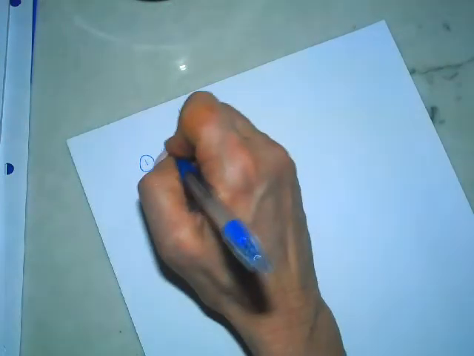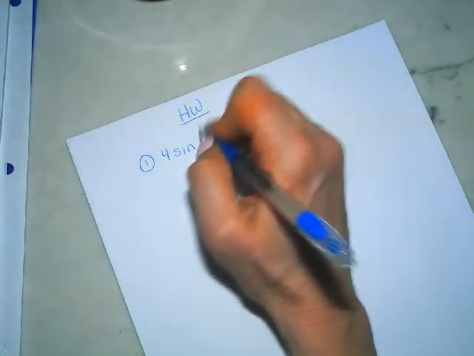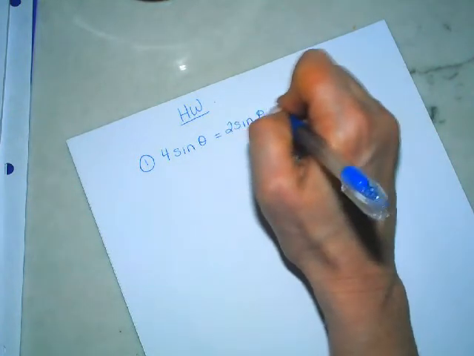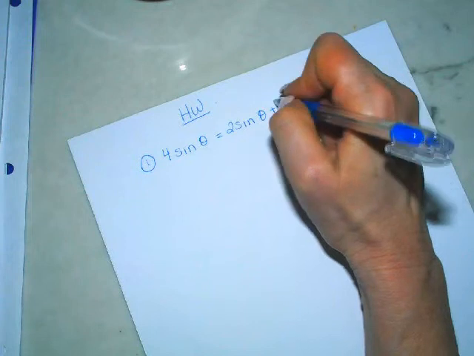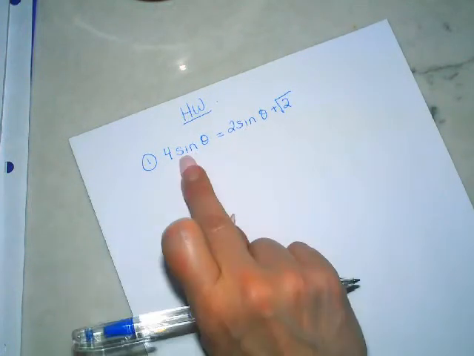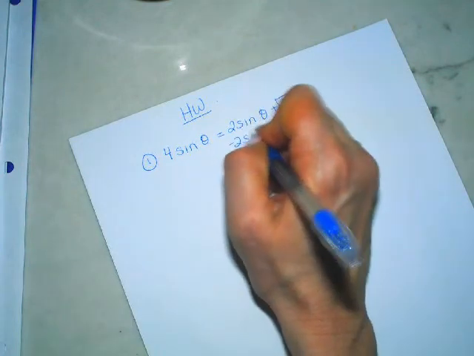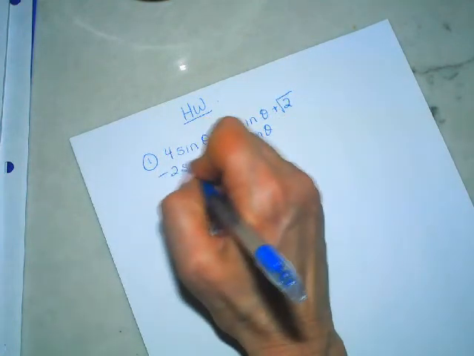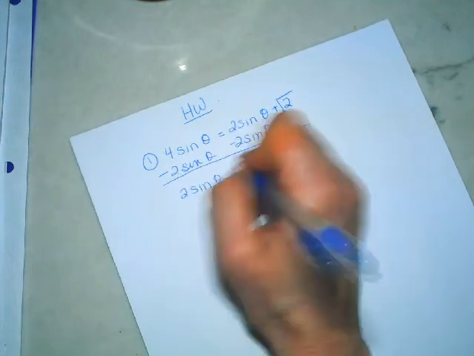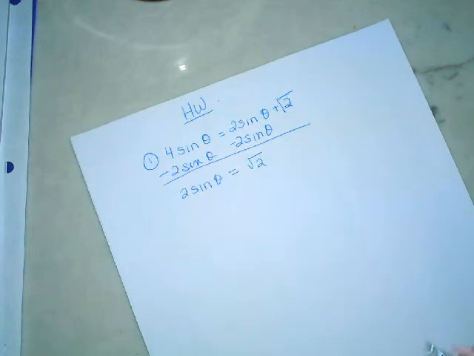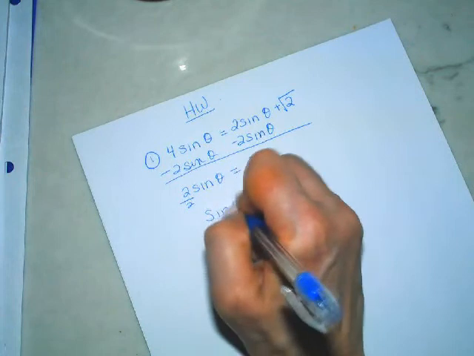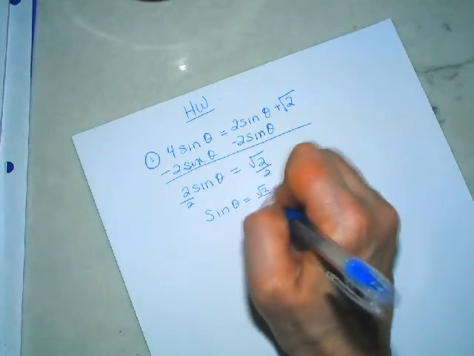You had to solve equations using trig values. It was 4 sine theta equals 2 sine theta plus radical 2. Okay, I have sine on either side of the equal sign, so I'm going to bring this over to the left by subtracting. So then I'm going to have 2 sine theta equals the square root of 2. Divide both sides by 2. And I'm going to get the sine of theta is equal to radical 2 over 2.